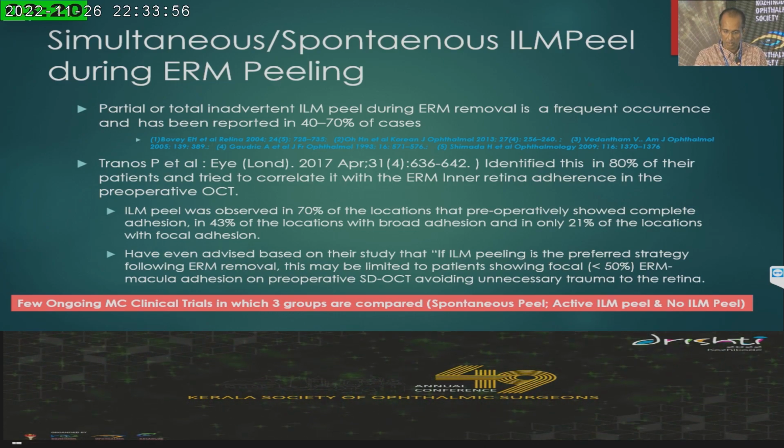And Tranos et al. have actually proposed a method based upon their study. They have even proposed that if you are peeling the ILM, it may be limited to patients showing focal, that is less than 50% of ERM macular adhesions on the preoperative SD-OCT, so as to avoid unnecessary trauma to the retina.